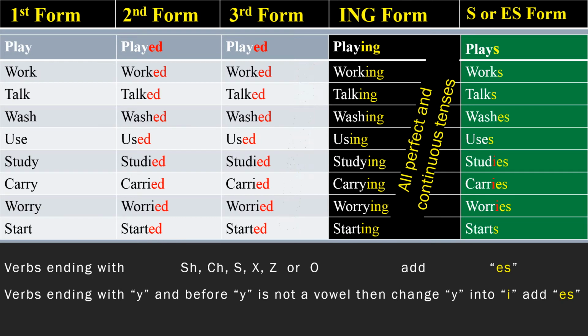So this you have to keep in mind, and you must keep another thing, that a verb has 5 forms: first, second, and third, ing, or s or es form. So these are the forms of the verb.